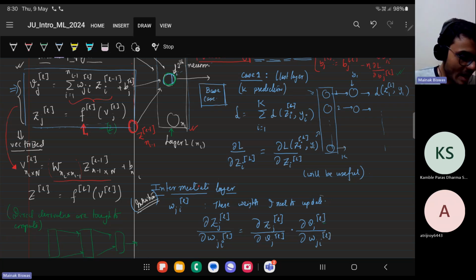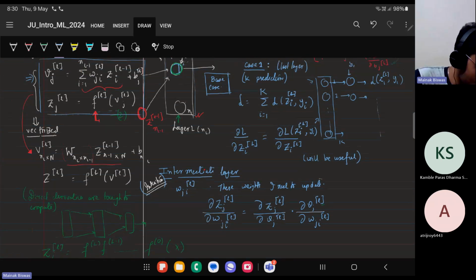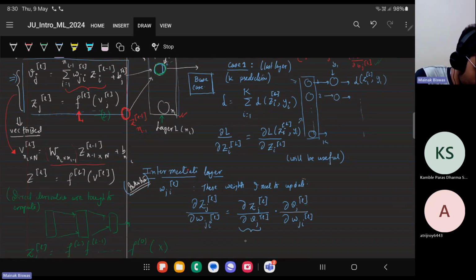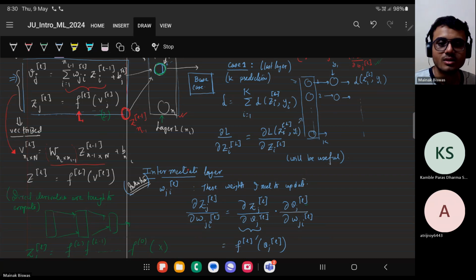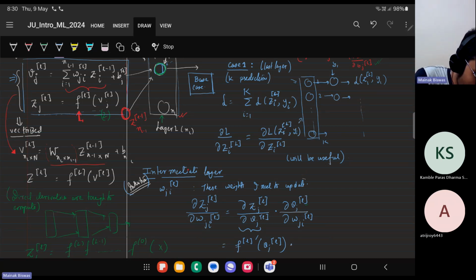Good. I know both of these values, right? Just tell me both of the values. So first, this value is f_L prime of v_j^L. Yes, this is the derivative of the function. The derivative of that will be simply w_ji of L. Or sorry, z^(L-1)_i. Yes or no?